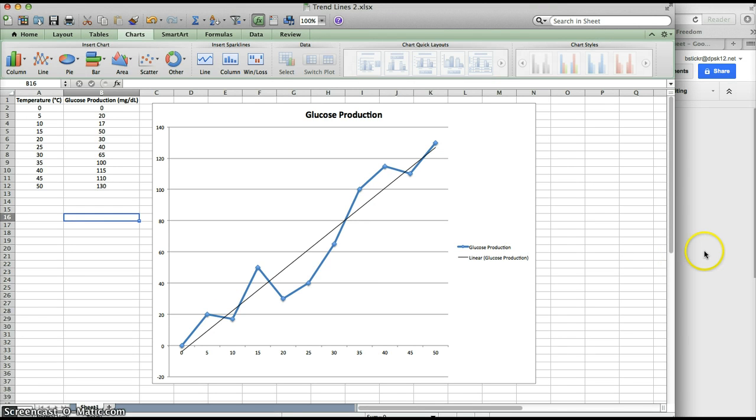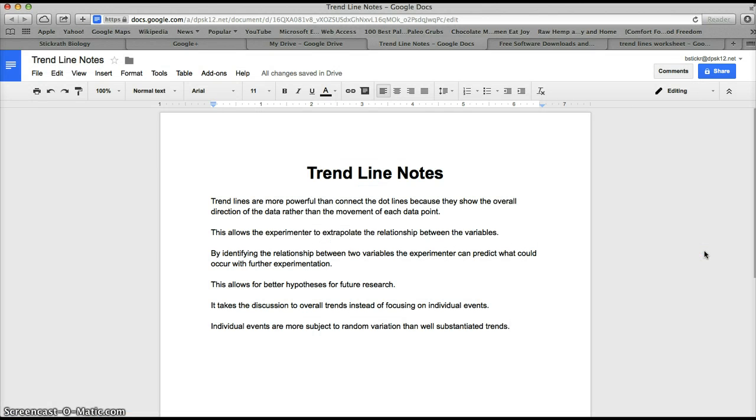So looking back at our notes, you'll see there's just a few points about why this is important. The big one is that it allows you to take the discussion of your data to the overall trend rather than individual events. And as you see in the last line here, individual events are more subject to random variation than well-substantiated trends. So that's the power of a trend line.